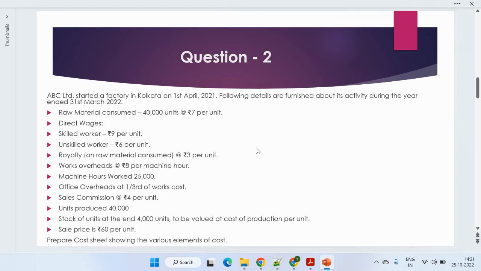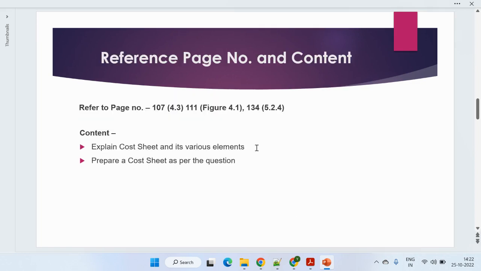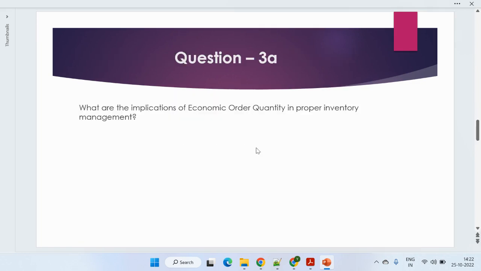Because if you see, two things are mentioned: the number of units, and the cost per unit. And the overall overhead is one third of the work cost. So you need to calculate each of the values based on certain formulas. Maybe you can refer to each formula and derive the values. So the second question is pretty much clear.